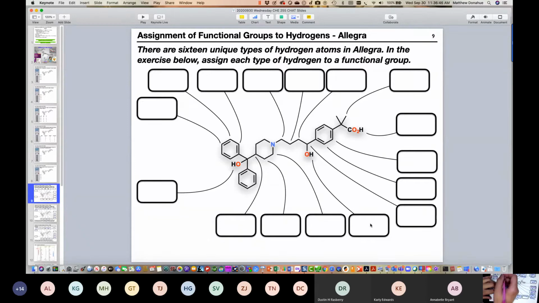So again, you know how to look and visually inspect for uniqueness. We just assigned functional groups to each of those. And then lumping all the different functional groups together, we came up with alkane, aromatic, alcohols, carboxylic acids.